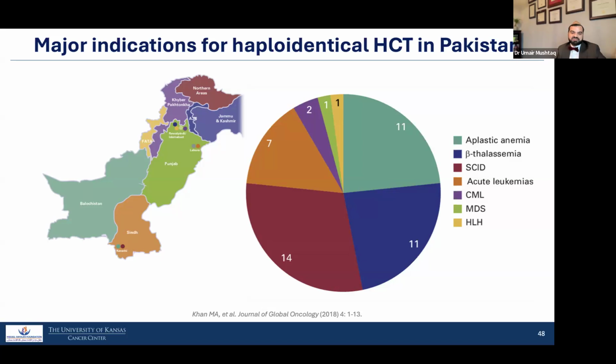So there is a margin of expansion here. I think haploidentical donors are readily available. There is no cost associated. It's just a matter of capacity building and upscaling the existing infrastructure that we have. But there is need and there is margin to expand on that.